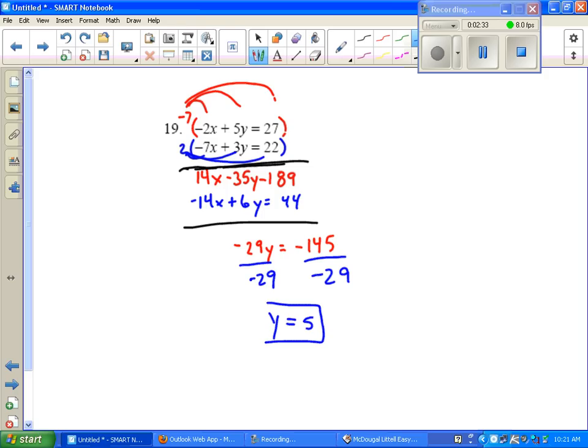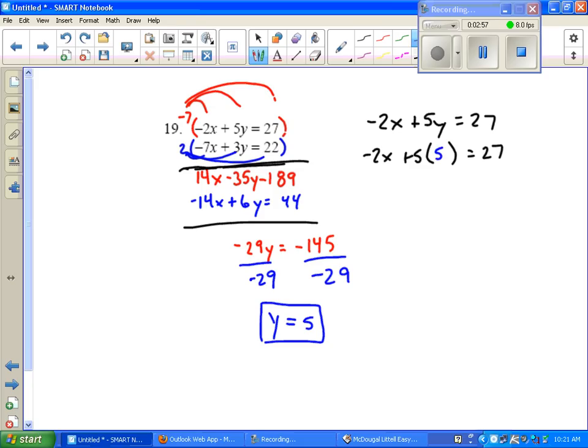So we went from using very large numbers to now having a positive 5. We can plug that back into either equation. The first one looks like the easiest one. Negative 2x plus 5y equals 27. Except instead of having y, we know a new value for y: negative 2x plus 5 times our new value, which is 5.